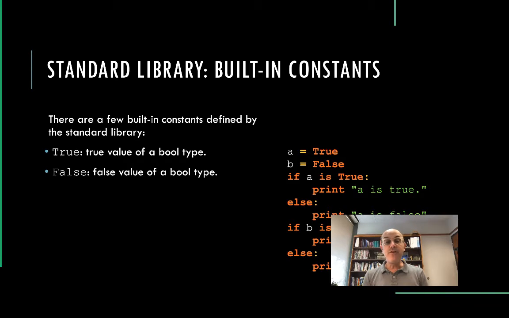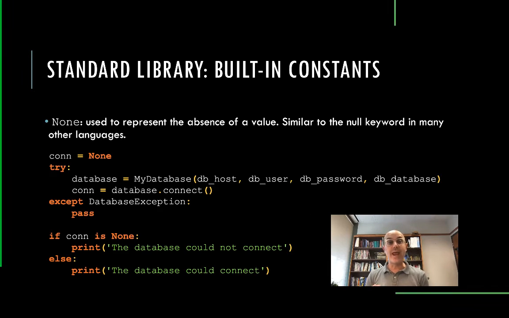There are a few built-ins defined by what they hold. For example, True is a value of the bool type, and False is a value of the bool type. In this case, A is True, B is False. If A is True, then print A is True, else, again, the structure that we already understood and worked with in order to create that.